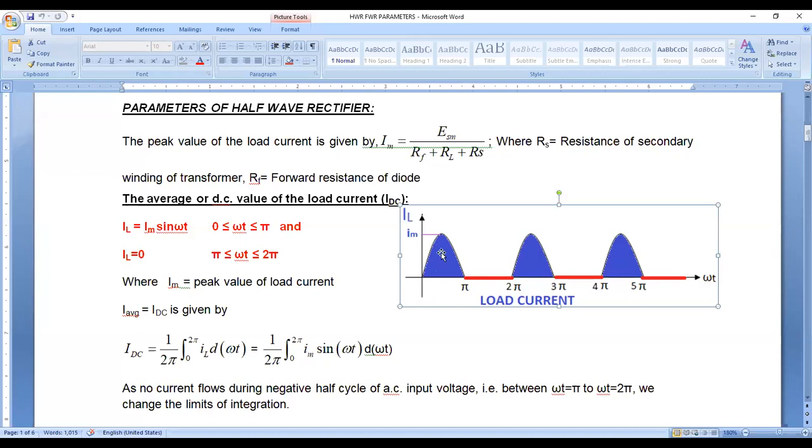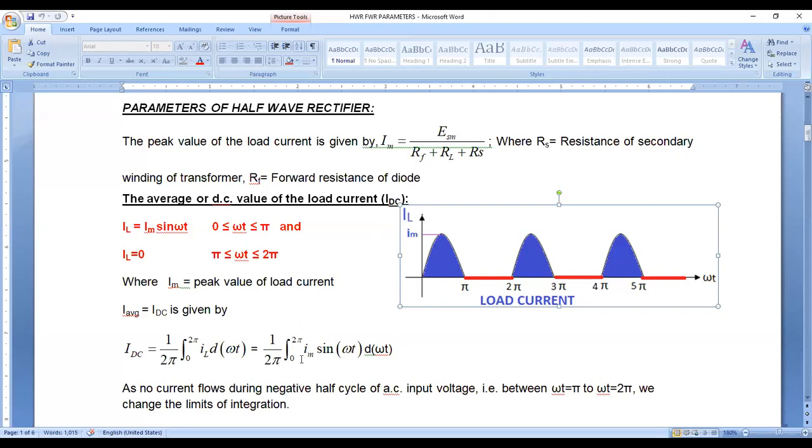If you want to determine the area covered, you have to integrate with these intervals, that means 0 to 2 pi of IL d omega t, because the curve travel is 0 to 2 pi. This is divided by the curve travel, 2 pi. The general equation for the sine wave is Im sin omega t, so I replace IL with Im sin omega t. Now we can write this as 1 by 2 pi integral 0 to 2 pi of Im sin omega t.